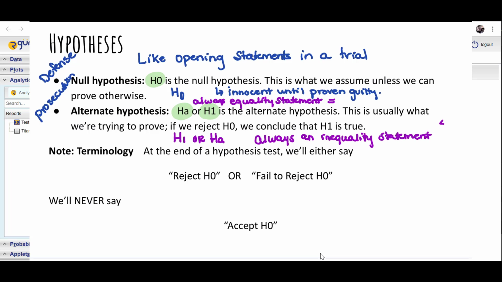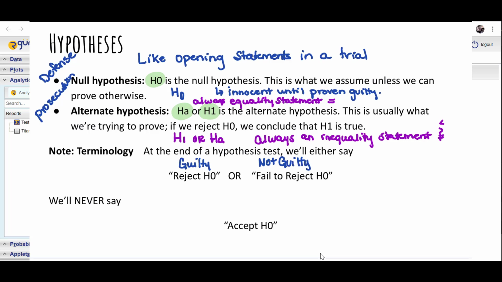So think less than, greater than, or this new symbol that you may not have used before, not equal to. Now, at the end of a trial, what happens? The jury deliberates the evidence, and then they come back and they either say guilty or they say not guilty.